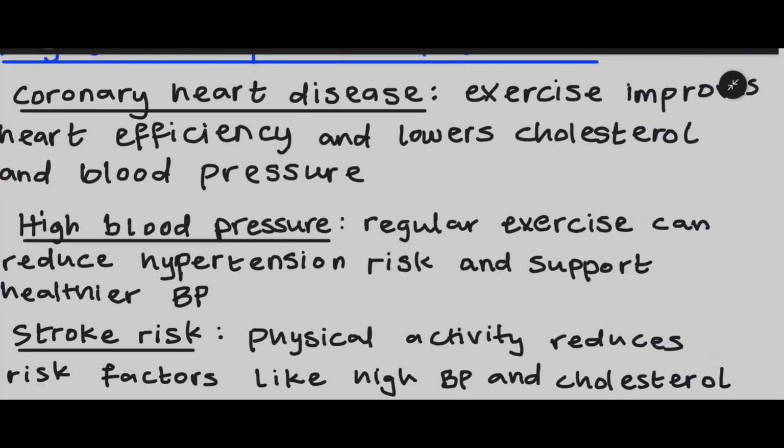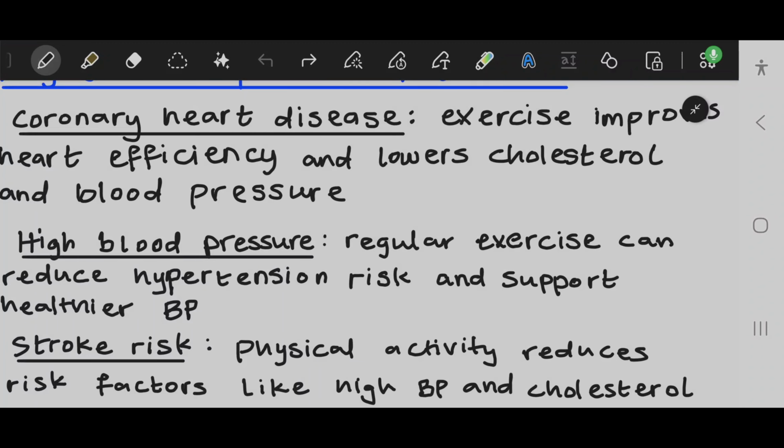One of the health benefits is that exercise improves heart efficiency, and it helps to lower blood cholesterol and blood pressure, and that helps to reduce the risk of coronary heart disease. Secondly, we have high blood pressure, so regular exercise can reduce the risk of hypertension and support a healthier blood pressure. And lastly, we have stroke risk. Regular exercise reduces the risk of stroke because physical activity reduces risk factors like high blood pressure and cholesterol, which overall reduces cardiovascular risk.